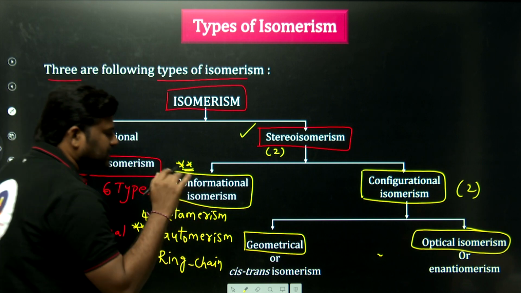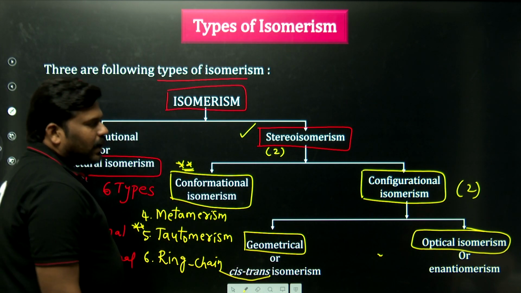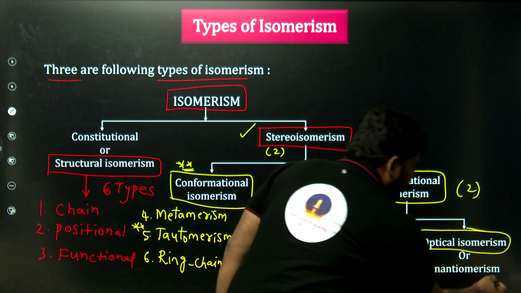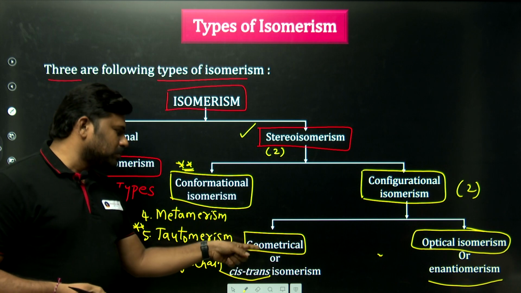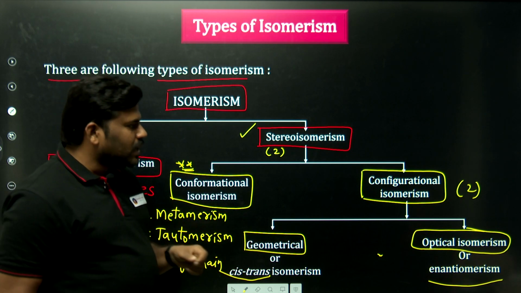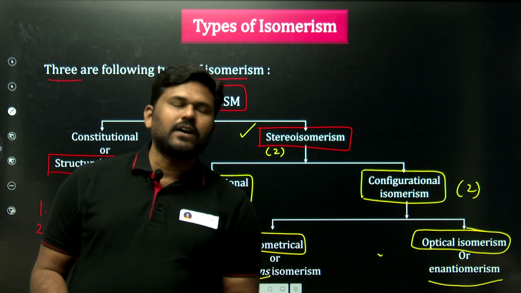Geometrical isomerism, also known as cis-trans isomerism. Optical isomerism, also known as enantiomerism. So these are the double names. This is the types of isomerism.